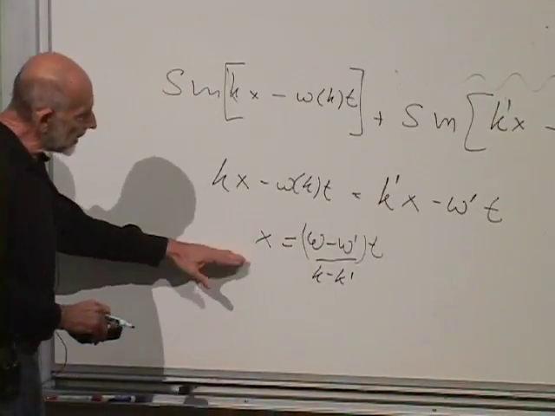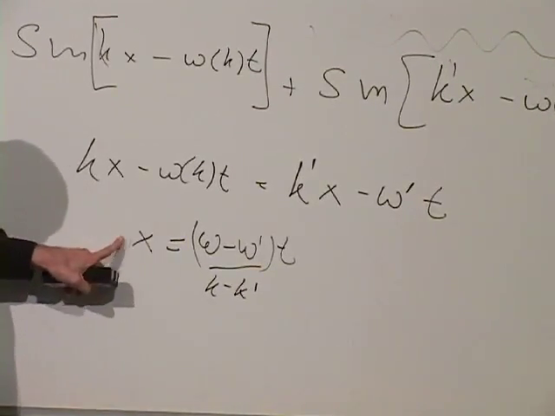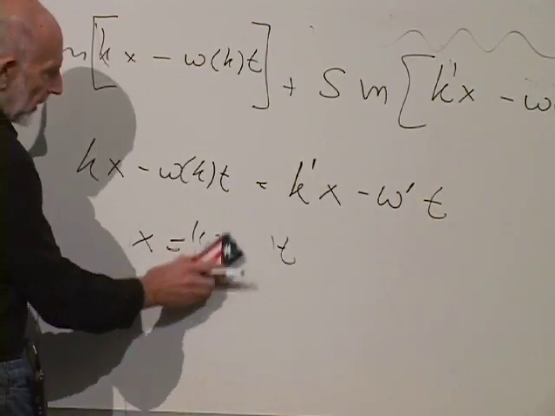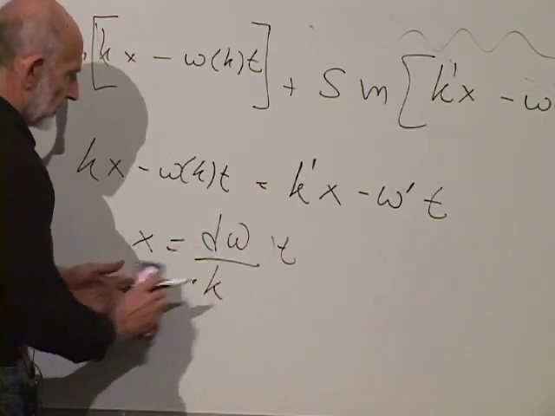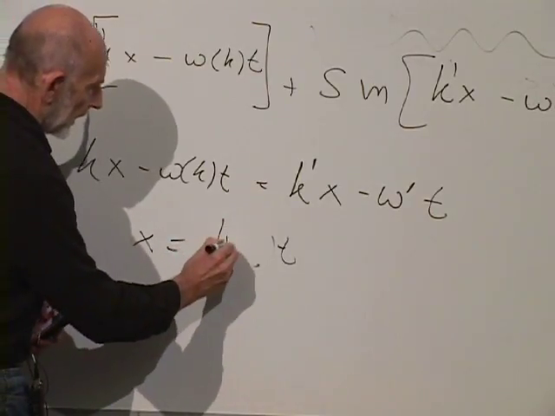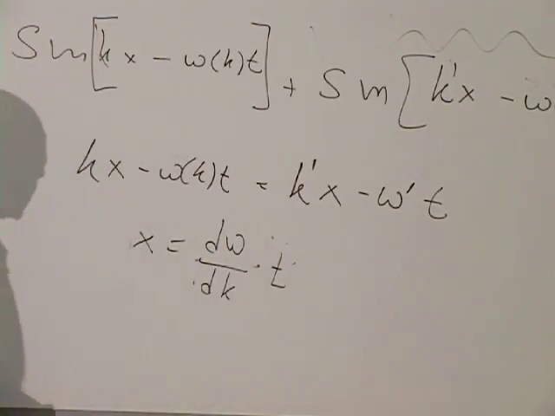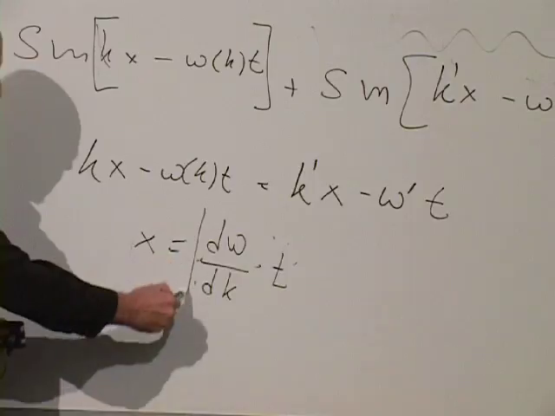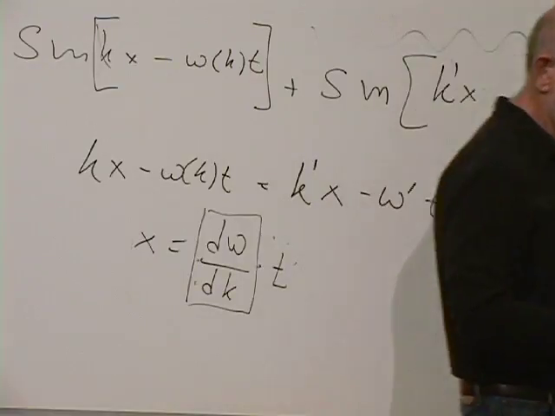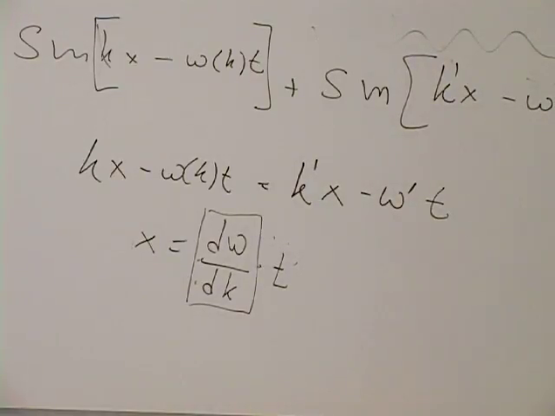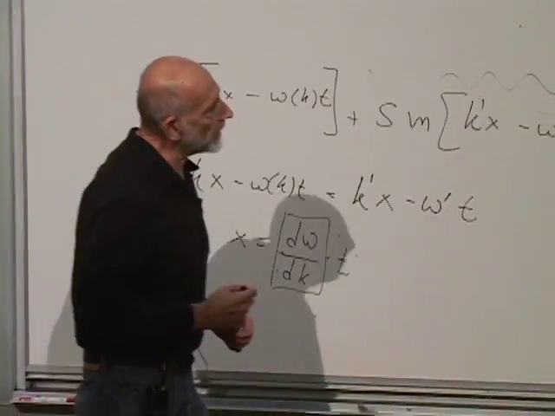And so what it says is the place where they reinforce each other will travel along an orbit which is x equal to the derivative of omega with respect to k, d omega by dk, times t. This is also a velocity. It's the velocity of the place where the waves reinforce each other. Okay. And it's called the group velocity. Let's calculate it.